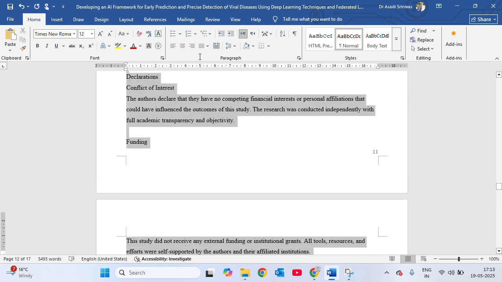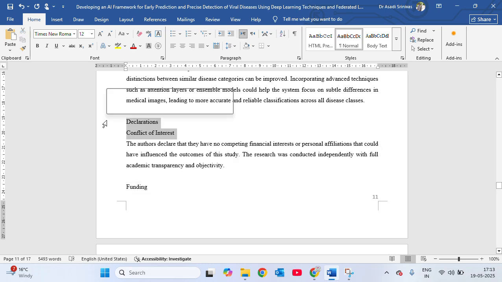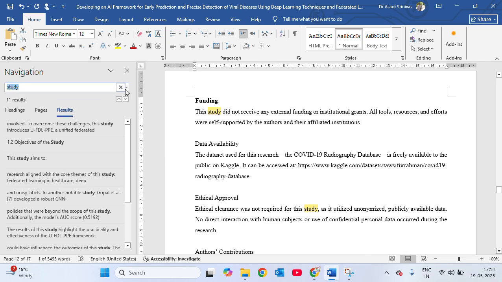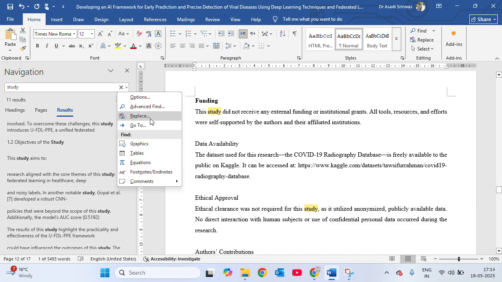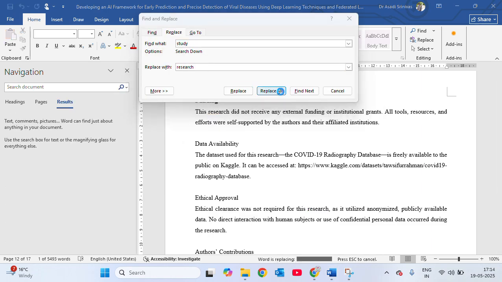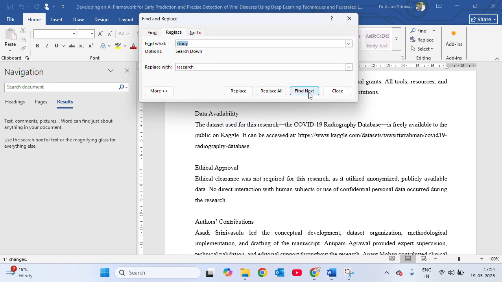So now let's see the declaration part. First one is conflict of interest. That means no problem. I don't have any conflict of interest. See, in this research, don't keep the word study. Copy like this, study. Wherever study is there, you replace it with research. Keep in mind. Research. Replace all. How many are there? Three places. In the 11 places it is there.